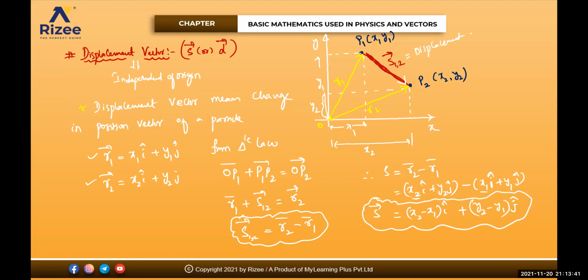Okay. Now see from the triangle law, OP1 plus P1P2 will be equal to your OP2. Isn't it? Any doubt in this one to anyone?